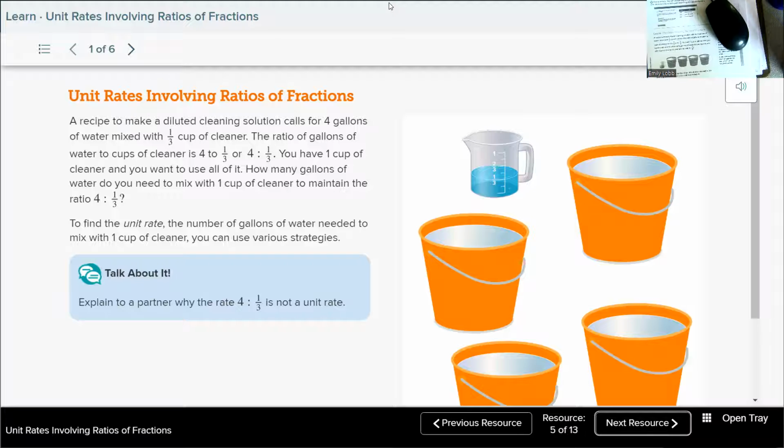So if you want to use all of the cleaner, we could find the unit rate, which is the number of gallons of water needed to mix with 1 cup of cleaner, and you can use various strategies. So explain to a partner right now why the rate 4 to 1/3 is not a unit rate. How is that not a unit rate?